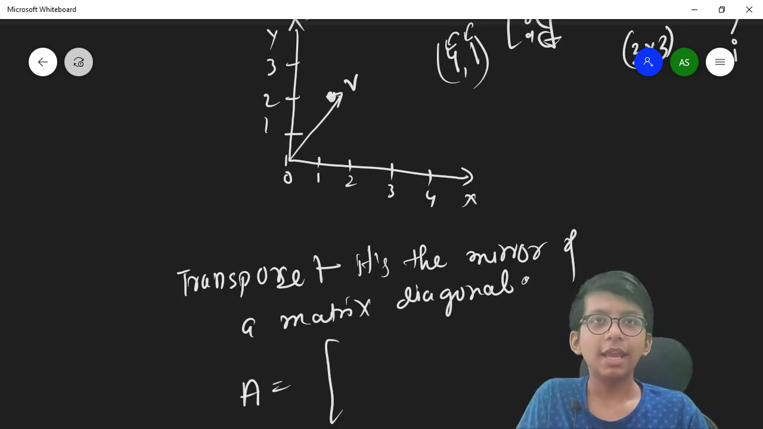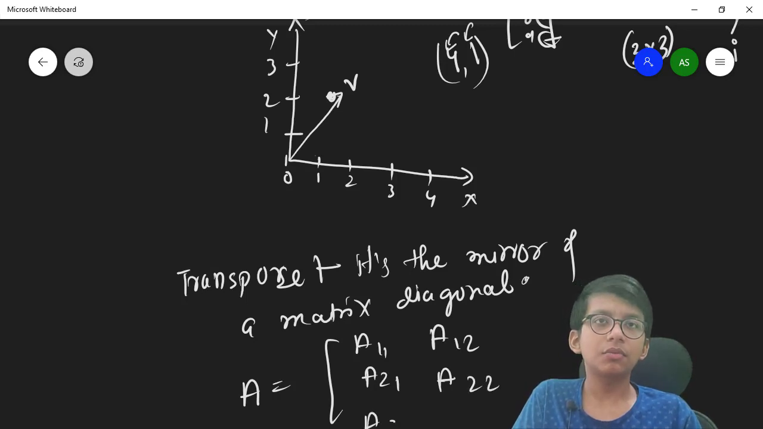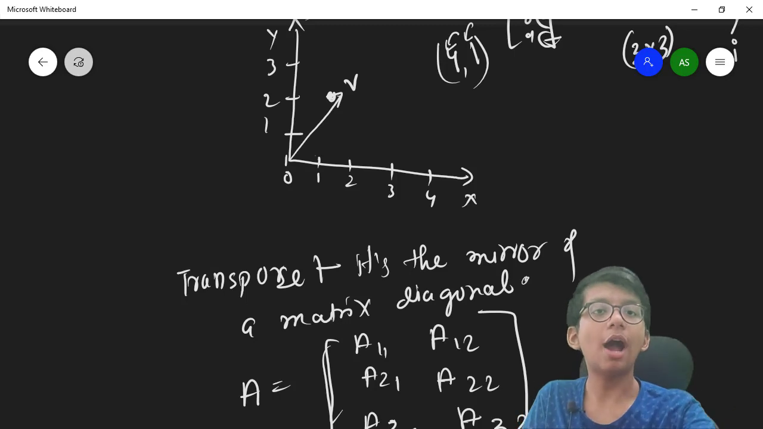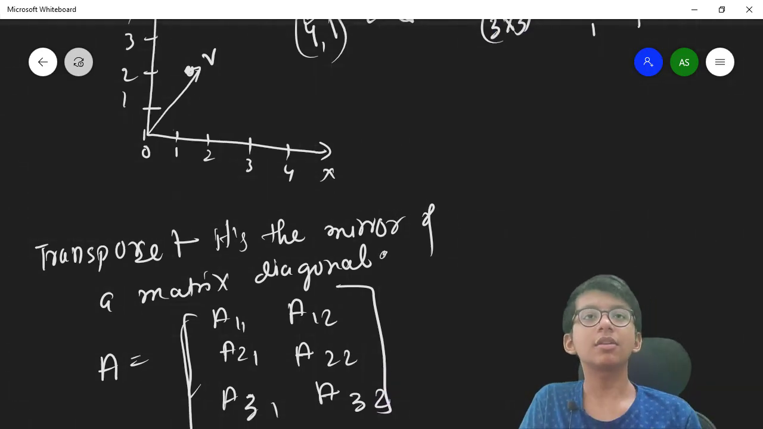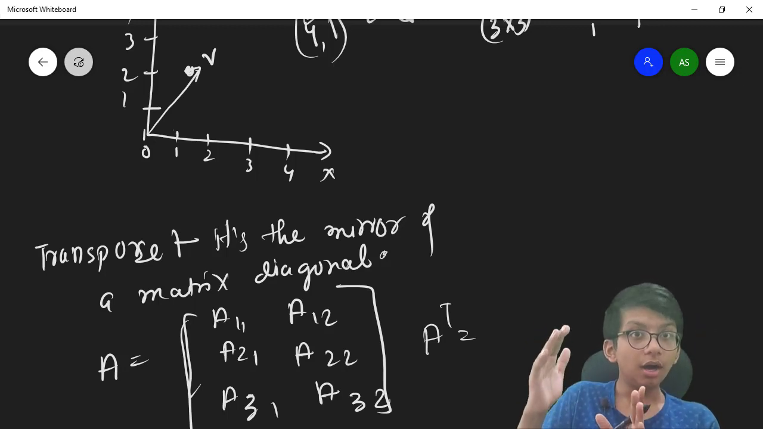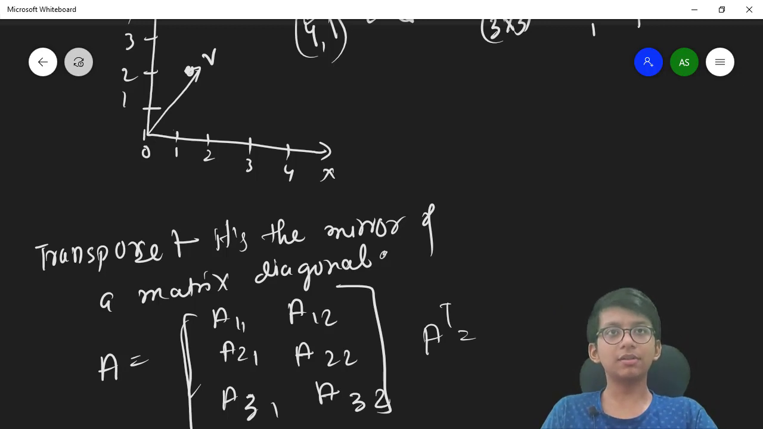A equals A11, A12, A21, A22, and A31, sorry, A32. Okay, so this is your basic matrix. For example, this is your matrix. Now you apply the transpose. How do you apply the transpose to this matrix? You just add a subscript T. What it will do is the mirror image across the main diagonal.